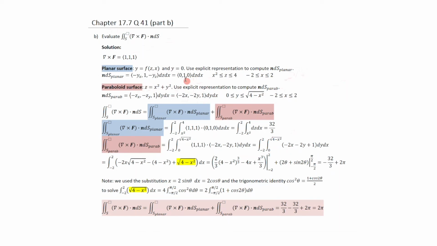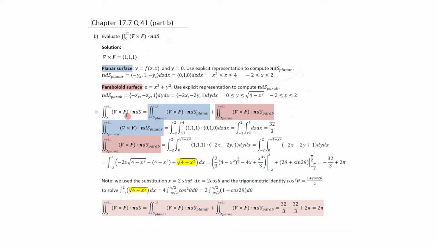We also need to know the bounds on the surface. The upper bound is 4, which is z equals 4, and the bottom bound is the parabola, which was x squared. And x can range from -2 to +2. So this sweeps out the parabola, which is sitting on the y equals 0 plane. For the paraboloid surface, we have z equals x squared plus y squared. Again, we can use the explicit representation to compute n dS for the paraboloid. And in this case, it's in the standard form.